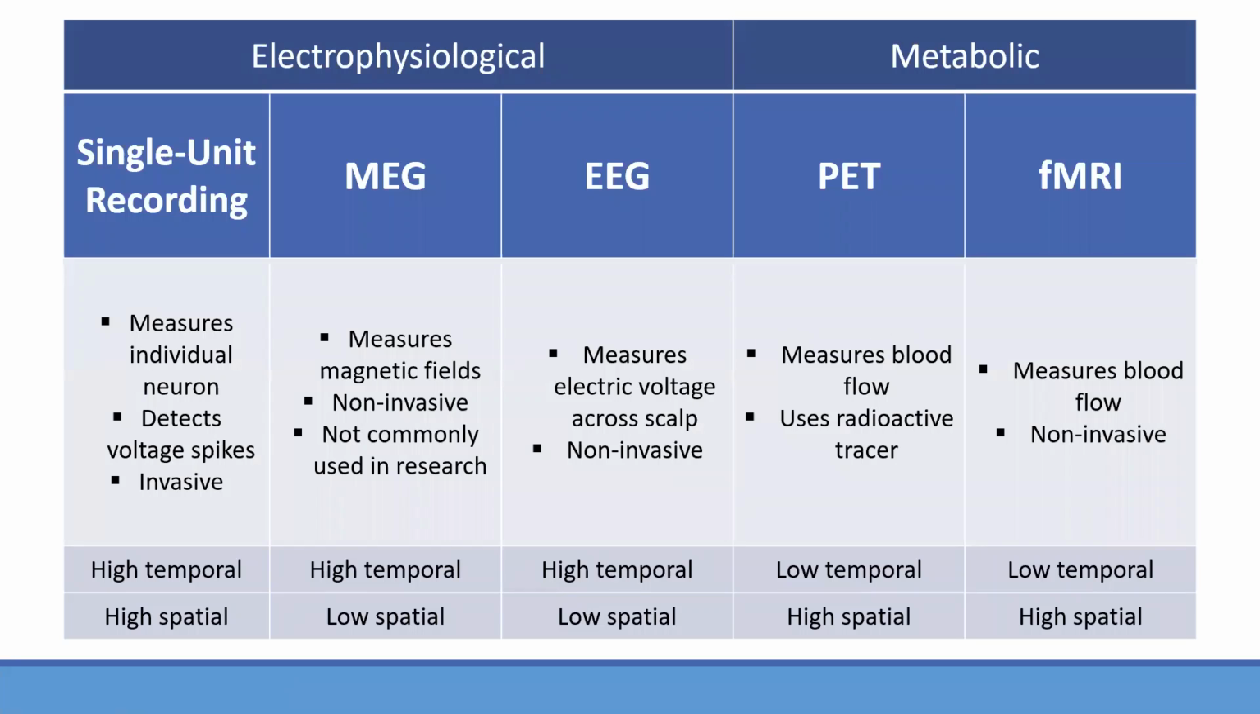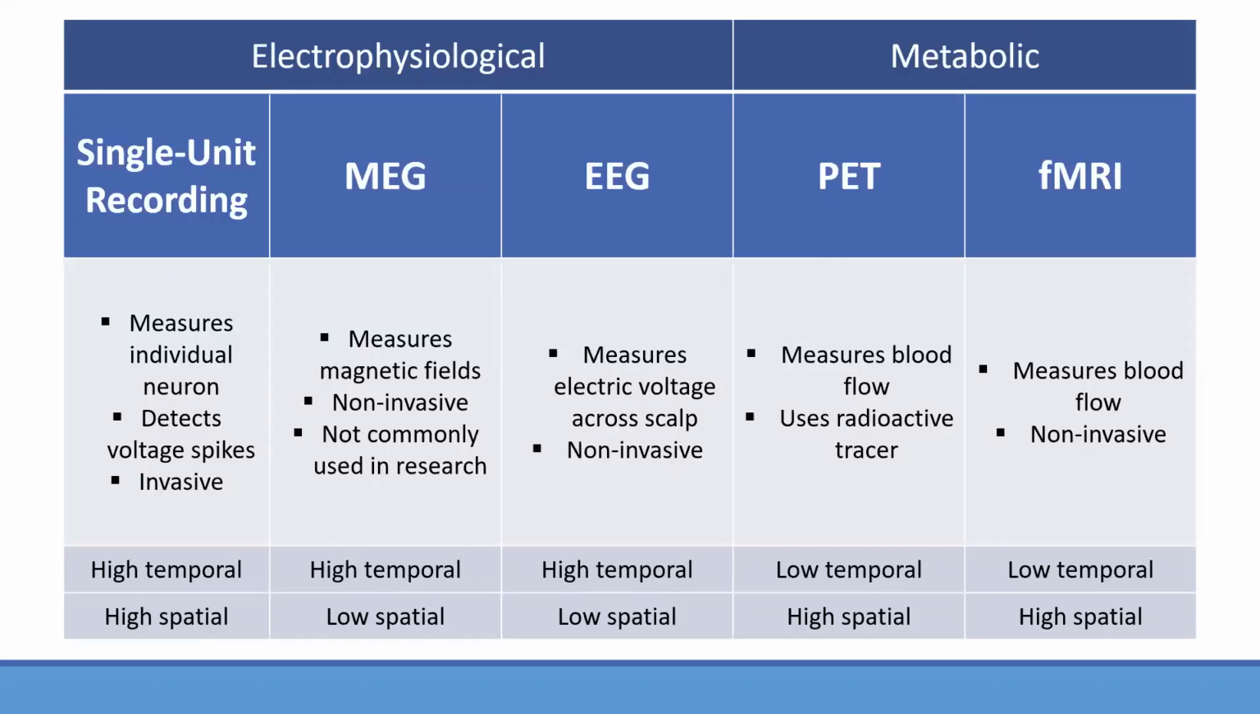So first I want to briefly go over all of the different techniques, and I've organized them into this table. On the left, we have electrophysiological techniques, which means that they measure the electric field that's generated by neurons. And then on the right, we have the two metabolic techniques, which means that they measure the metabolic costs as neurons consume oxygen.